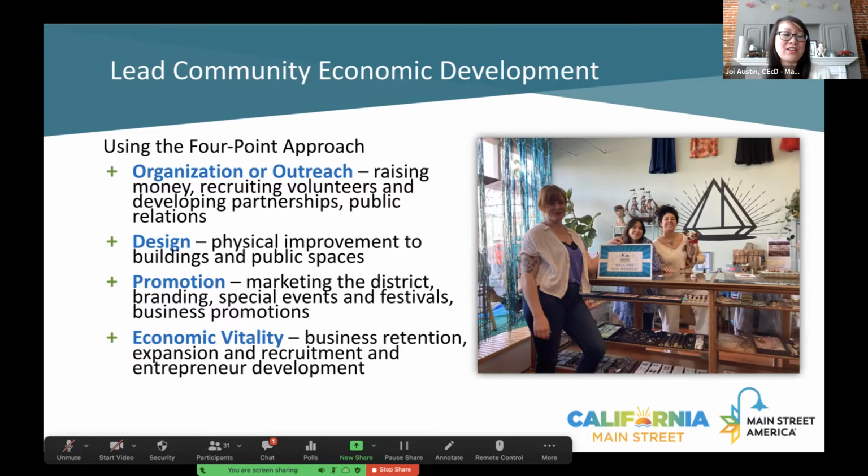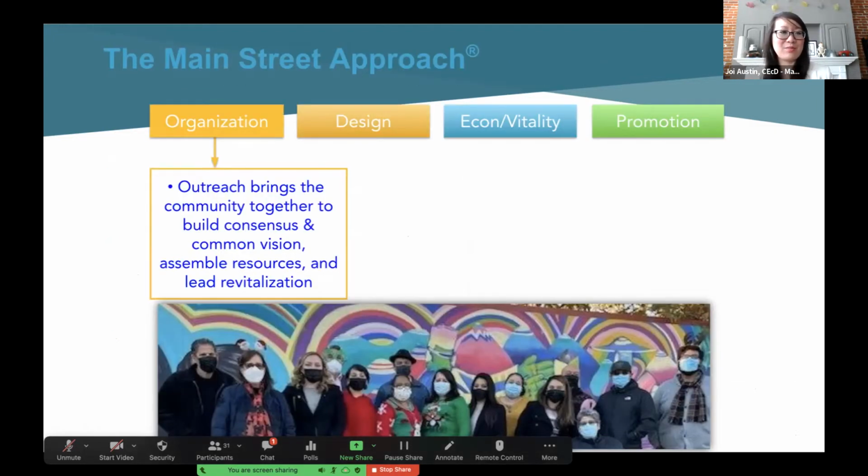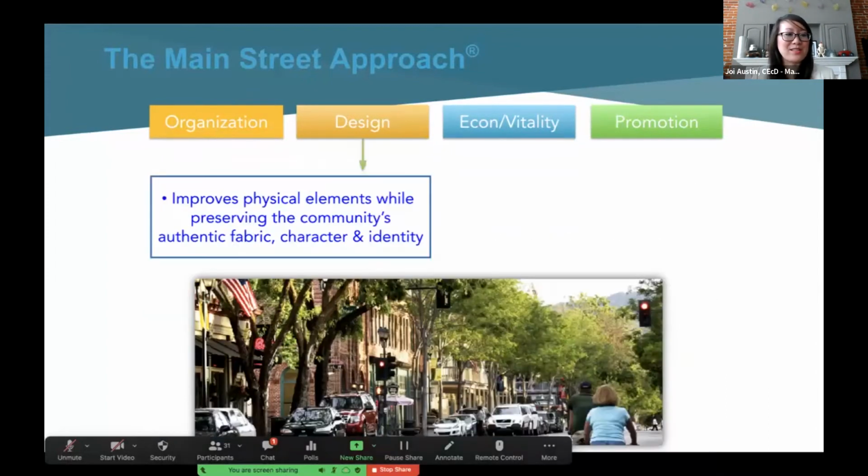So just kind of quickly getting into a little bit of a deeper dive into the approach for organization, really, again, helping your communities build that broad-based support for their district. Main Street, again, brings community together. It really is there to help reach consensus and lead revitalization efforts. So again, having a strong board to start that foundation is very important to lead that revitalization process. Organization is also there to really help develop those partnerships and assemble those resources that you have, whether it's the human side or the financial side. Again, there to really help build the consensus for that vision, get those resources together and lead that approach.